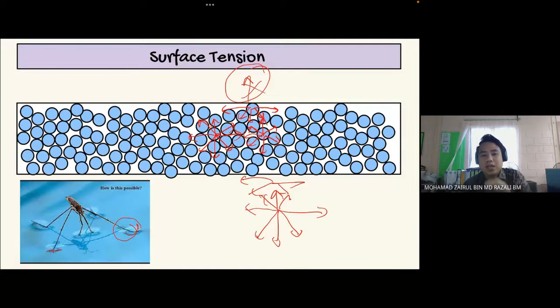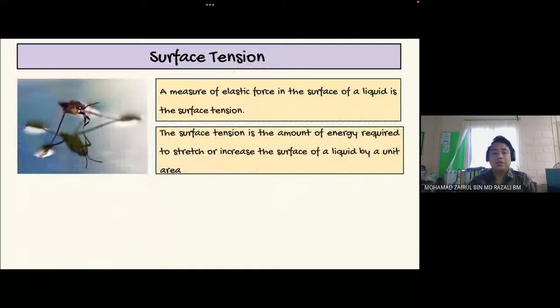Sebab on the liquid itu kita ada satu fenomena yang we call it as a surface tension. So surface tension is basically the measure of the elastic force on the surface of the liquid. Itu kita panggil sebagai surface tension. Okay, basically the surface tension ni adalah amount of energy required to stretch or increase the surface of a liquid.